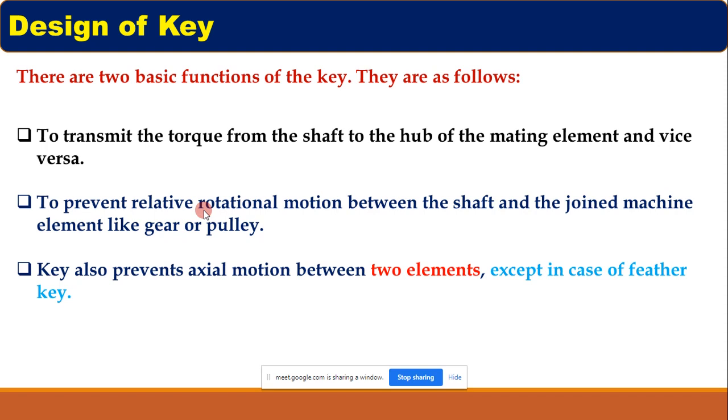There is only a shaft and the gear is mounted on that shaft. Now assume that the shaft is rotating at 100 rpm and the gear is also rotating at 100 rpm. In this case there is no relative rotational motion, no relative motion between gear and shaft. Why? Because both gear and shaft are rotating at the same rpm. So that's why we can say that there is no relative motion.